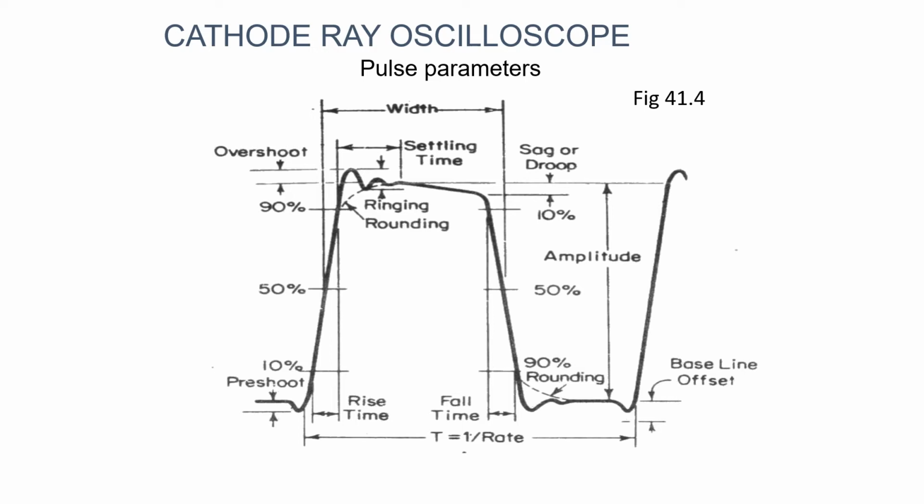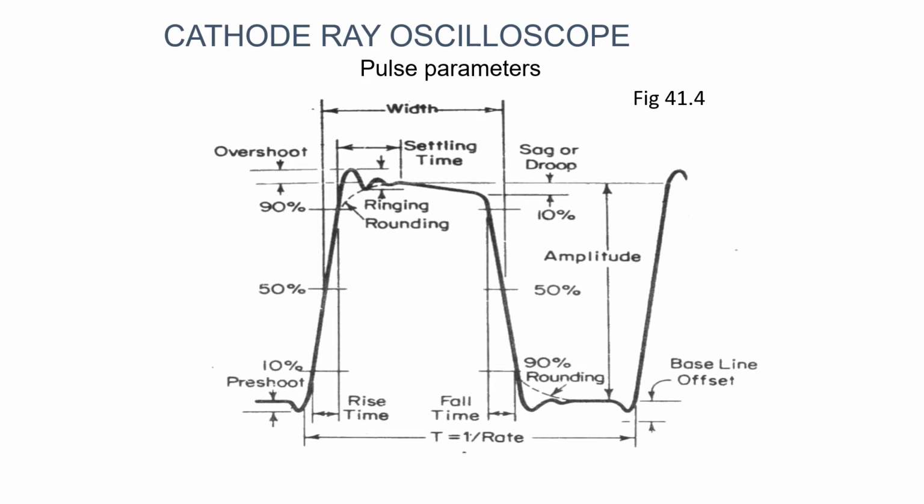So here you can observe the rise time. From 10% of the amplitude to 90% of the amplitude is first measured. The difference between these two is nothing but the rise time. Similarly, the fall time is nothing but the pulse amplitude falling from 90% of the maximum value to 10% of the maximum value. The difference between these two time periods is nothing but the fall time.